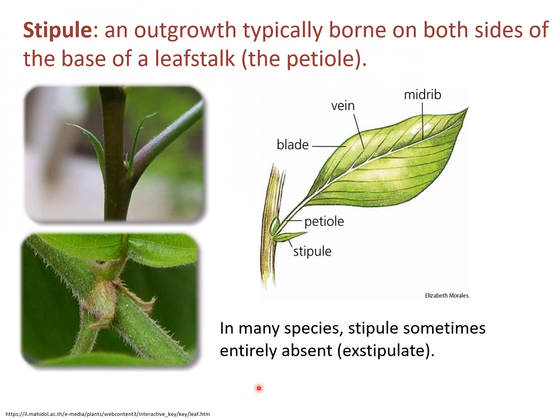Another composition is the stipule. The stipule is an outgrowth that is typically born on both sides of the base of the leaf stalk or the petiole. Here, this is the stipule. In many species, they may be inconspicuous or sometimes entirely absent. We call a plant that doesn't have stipules an exstipulate plant.